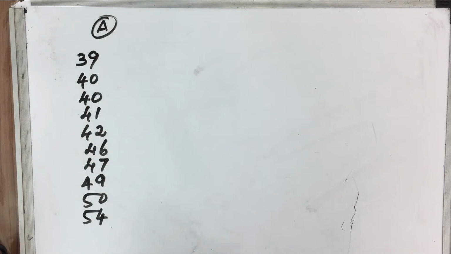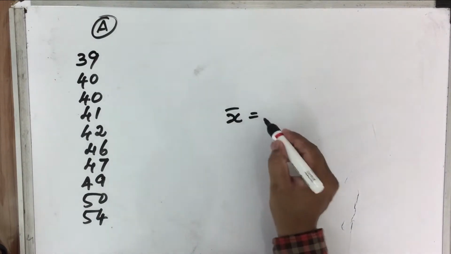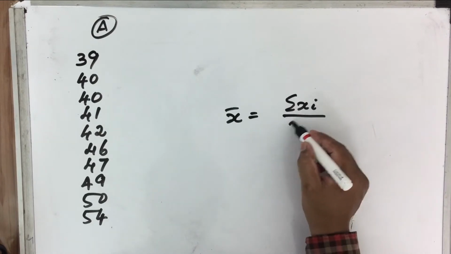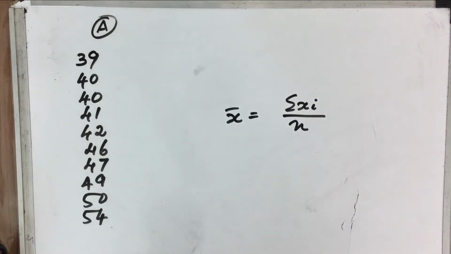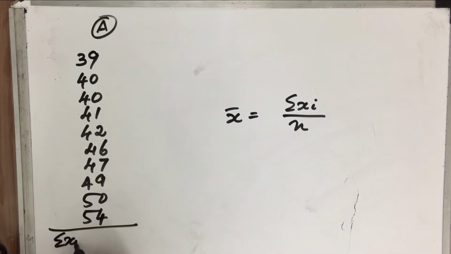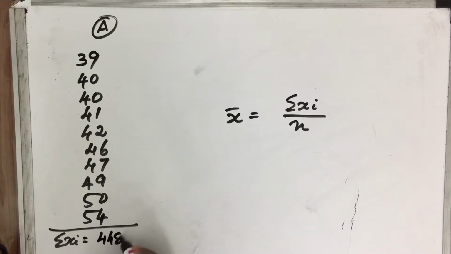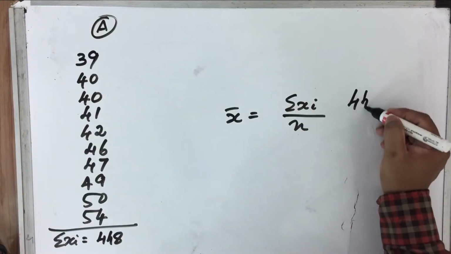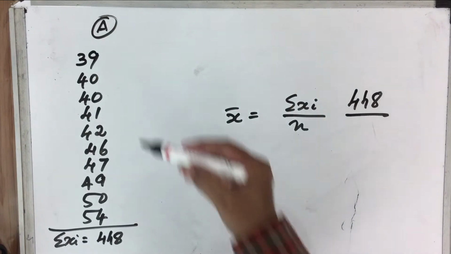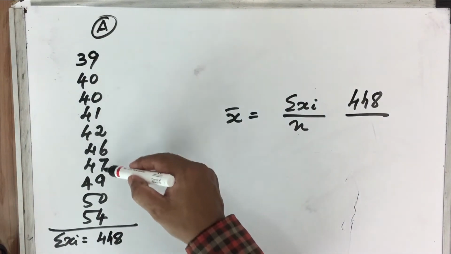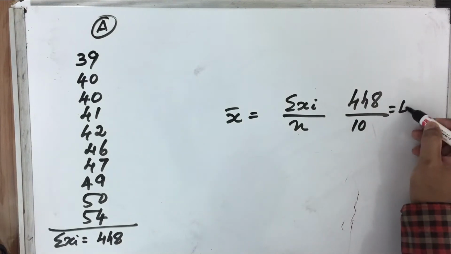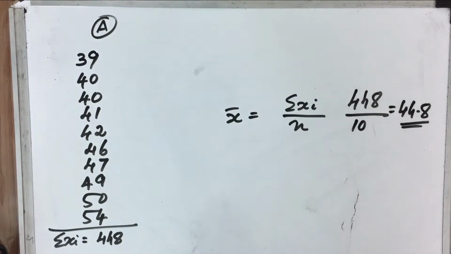So we have the xi values. Now we need to find the variation in this. How do we find this? We know that x bar is equal to the summation of all the xi values divided by n. This we learned in one of the videos in the very beginning, calculating mean for ungrouped distribution. The summation of all these xi values, if you use a calculator, is 448. So 448 divided by the number of observations, 10, is equal to 44.8, which is our x bar.